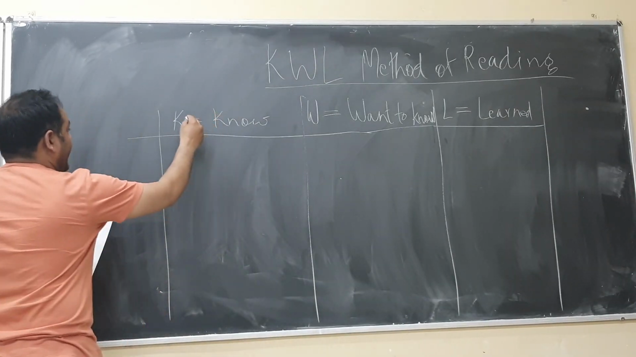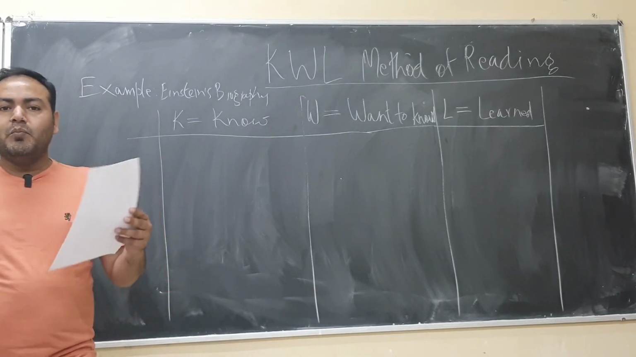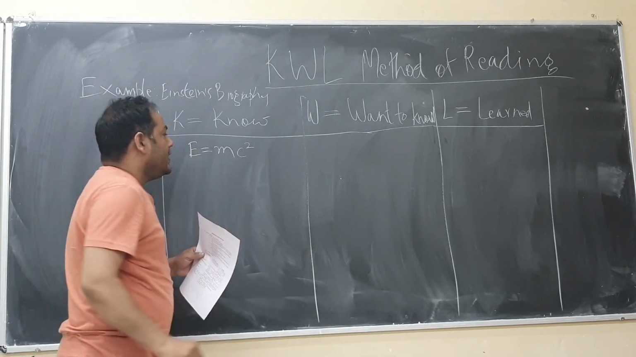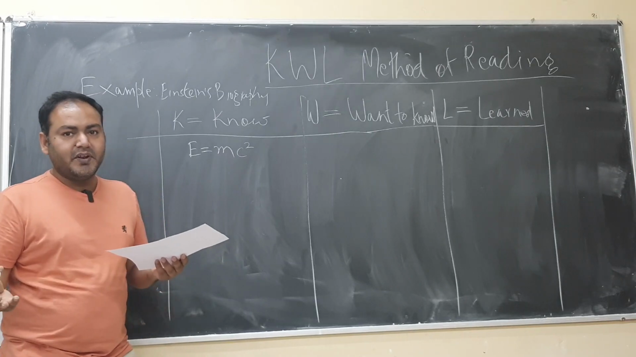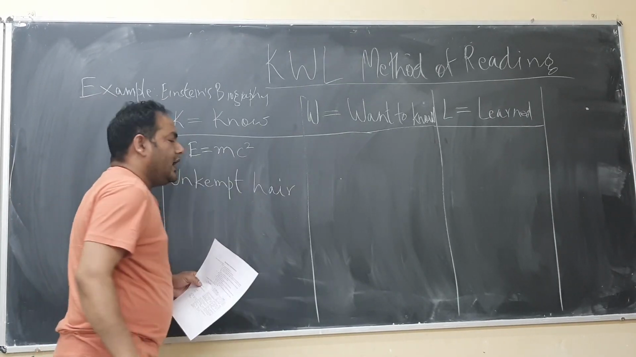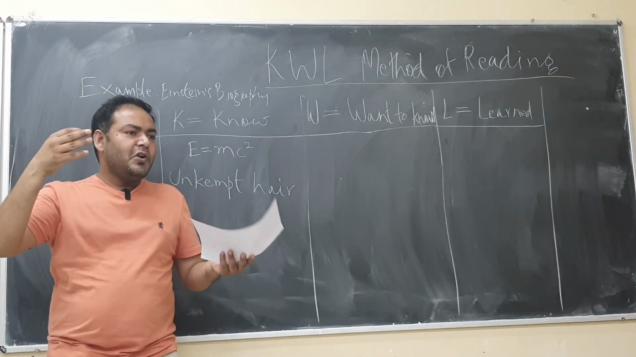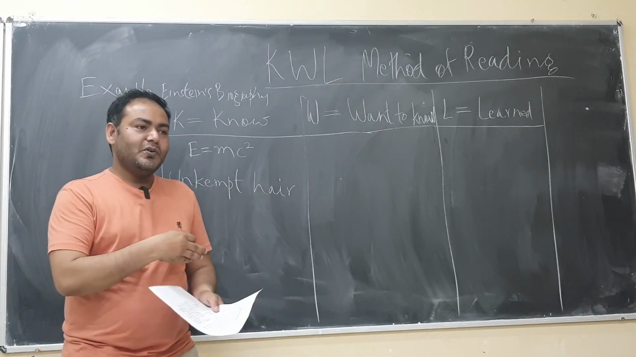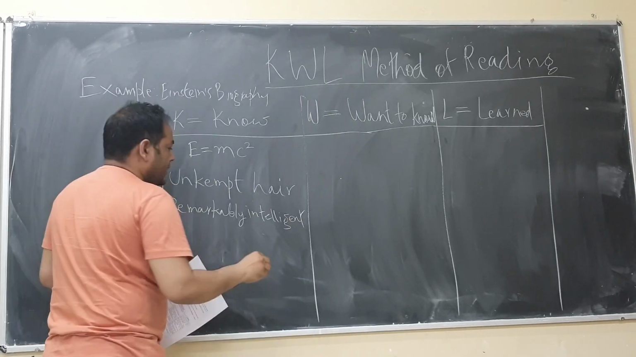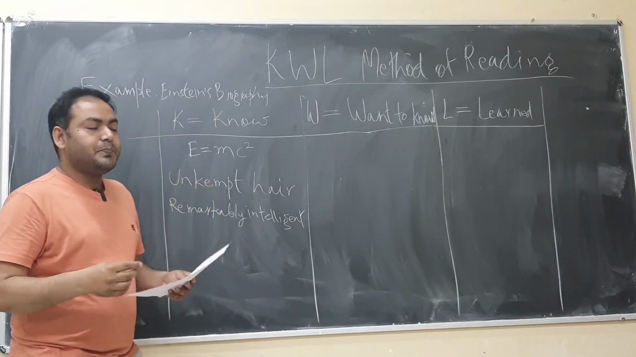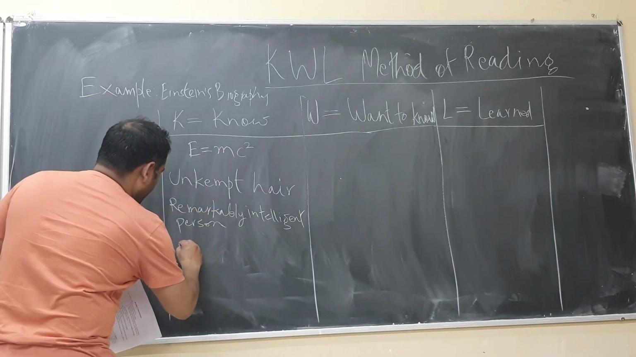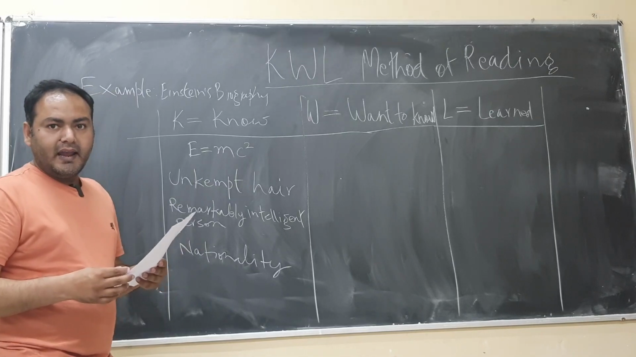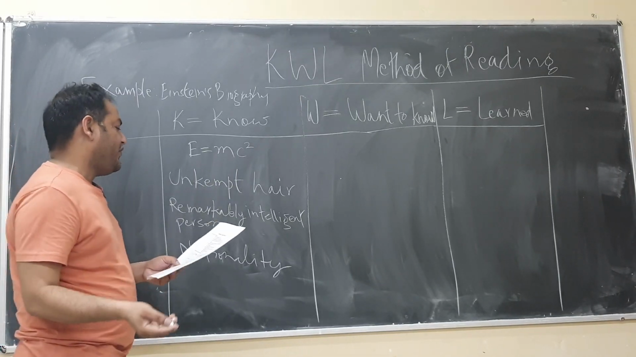So the example is Einstein's biography. What is it that most of us know about Einstein? We know about Einstein something like this: E equals mc square. This is something that we know. Next point, this is something which I observed: unkempt hair, which means he would not properly comb his hair, especially once he had shifted to America. Next, we already know that he was a remarkably intelligent person. Next, perhaps we also know about his nationality. I can claim that I know about his nationality. I can also claim that I know about his profession, being a scientist.